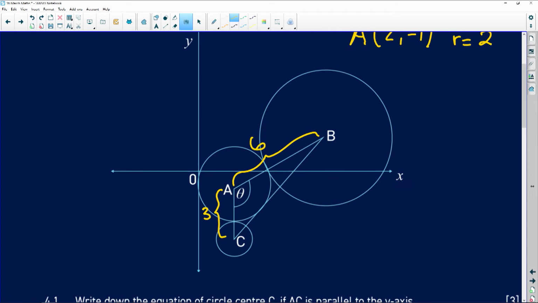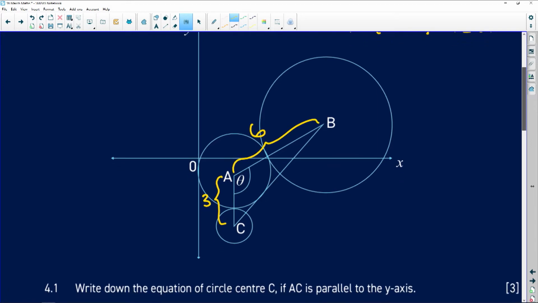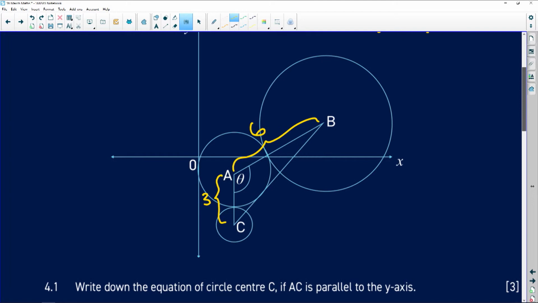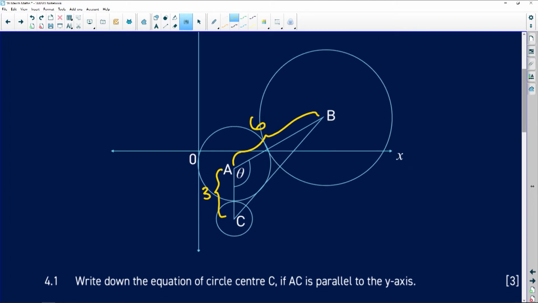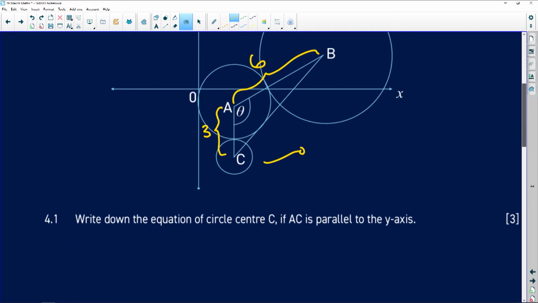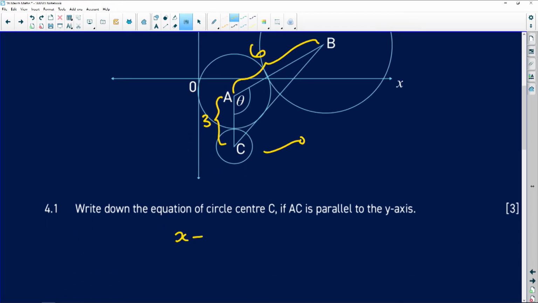Now the examiner is asking you to write down the equation of the circle centre C if AC is parallel to the y-axis. We want you to find the equation of this circle here. The equation of any circle in the world for that matter is (x minus a) squared plus (y minus b) squared equals r squared. What you need to worry about is the coordinates of the centre as well as the length of the radius.